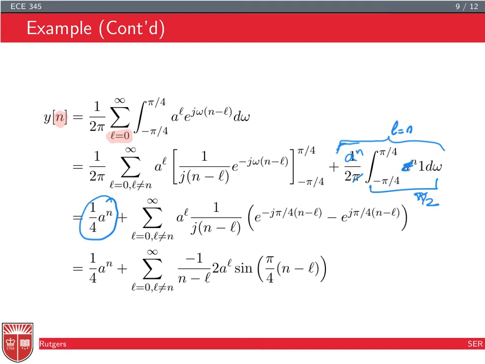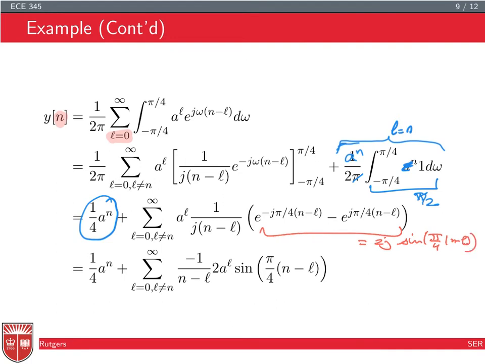And now I continue to the other part of the integral, which is the sum over L different from n of a L, and then I work out this part here. It's going to be equal to this minus this, and if I use Euler's formula, this is actually equal to 2j sine of pi by 4 (n minus L). And then this is how you got 2 here, and the j cancels here. Again, let me write it down if I'm going too fast. So this is equal to 2j sine of pi by 4 (n minus L).